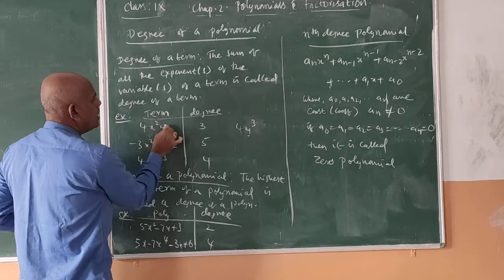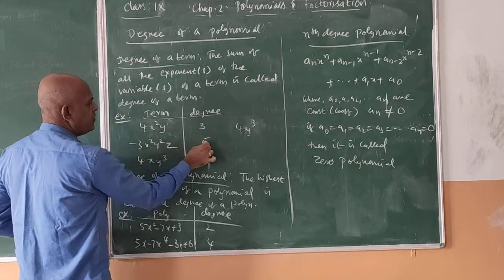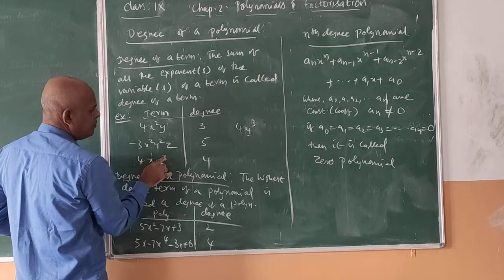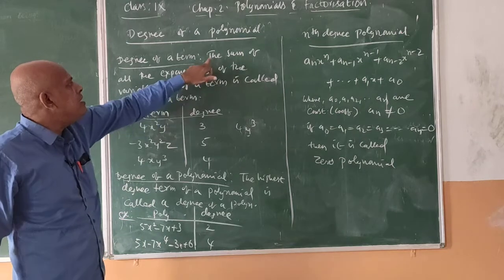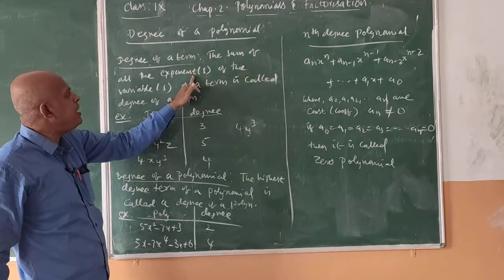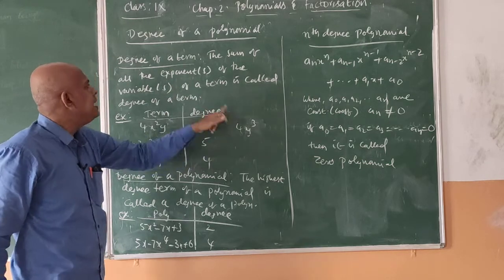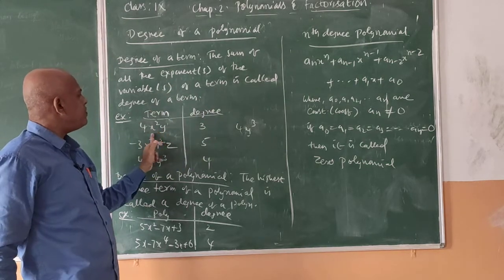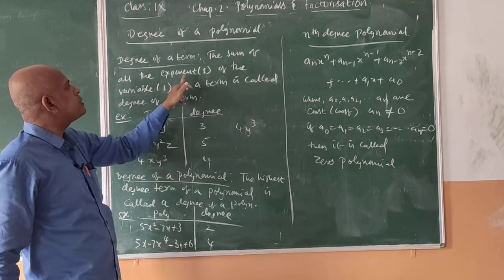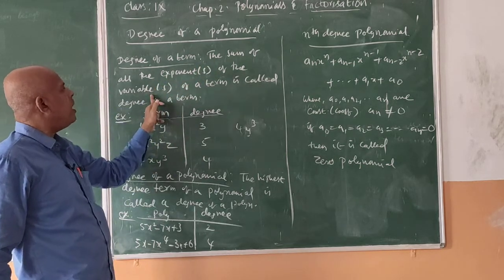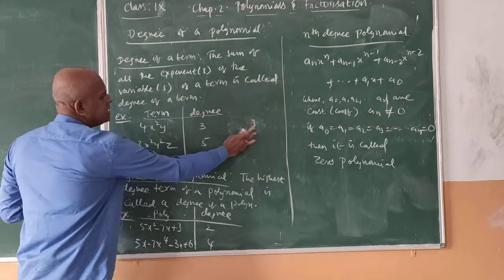We have to add: here 2, here nothing, which is 1, here 2. 2 plus 2 is 4, 4 plus 1 is 5. Here nothing is 1, 1 plus 3 is 4. So what is the definition here? The sum of the exponent or exponents of the variable or variables of the term is called the degree of the term. Let us take the examples written here.